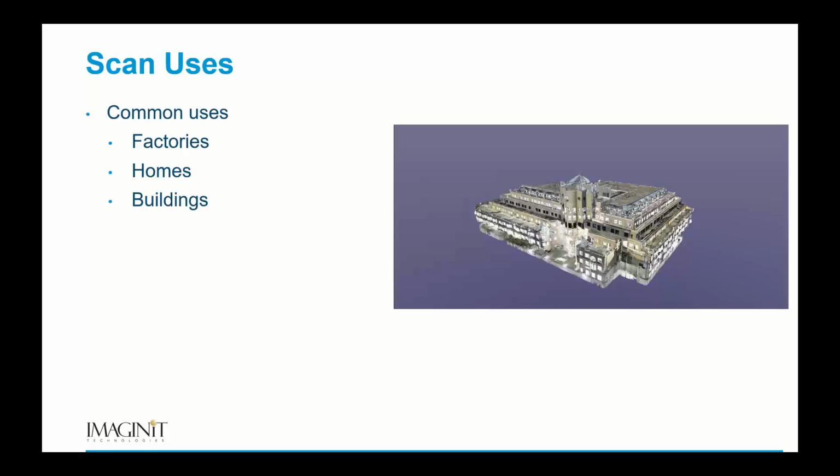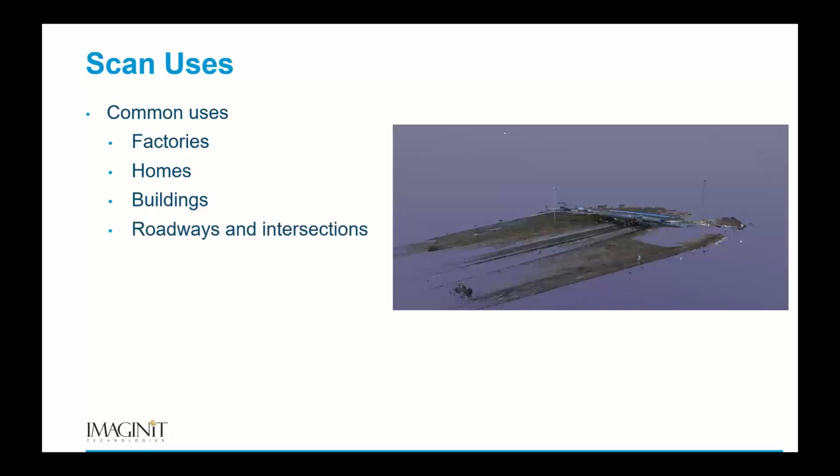Very, very quickly able to go in, get the exterior, the interior of all those spaces, and they were able to overlay that with the Revit model and do some coordination. So again, commercial buildings, homes, even roadways and intersections.